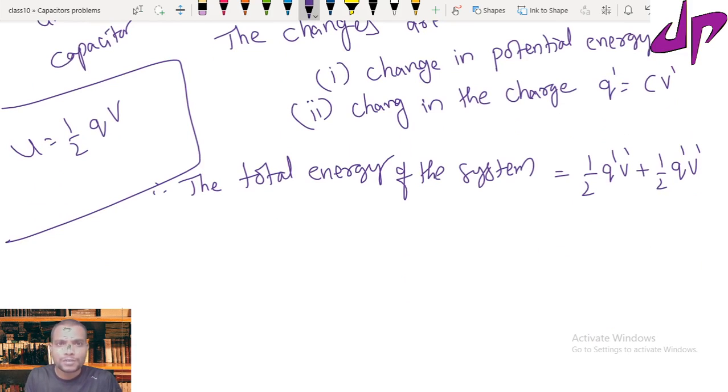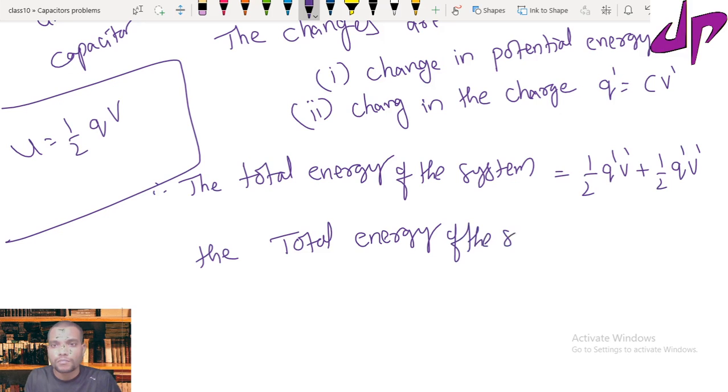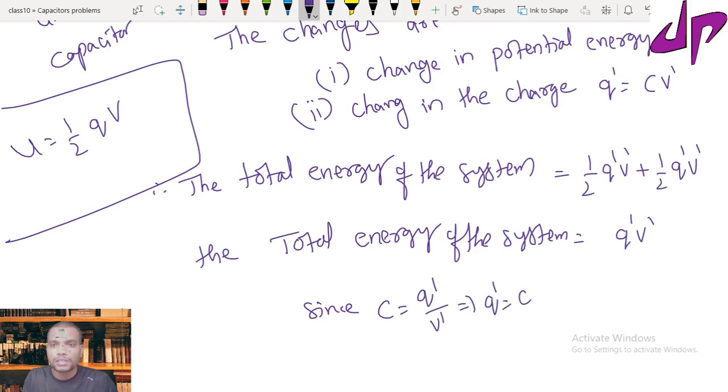Now if you write the total energy of the system, just add these two, and it becomes Q dash times V dash. For further simplification, I can remember it like this, it is very easy: capacitance C equals Q dash by V dash, that implies Q dash equals C times V dash.